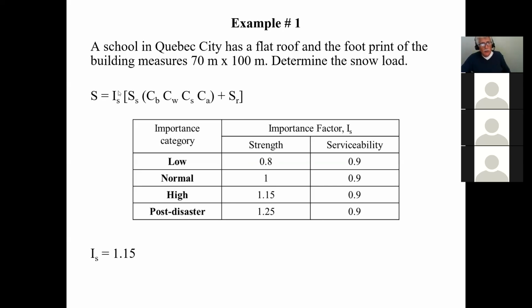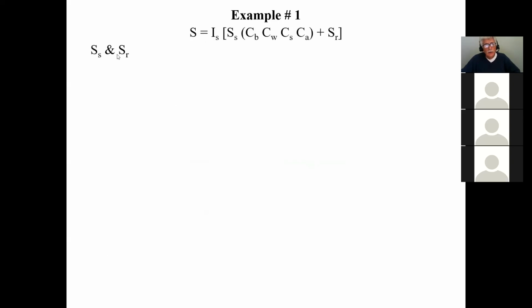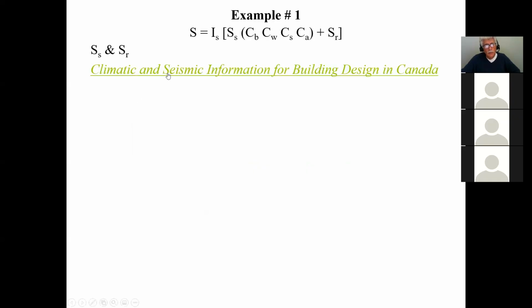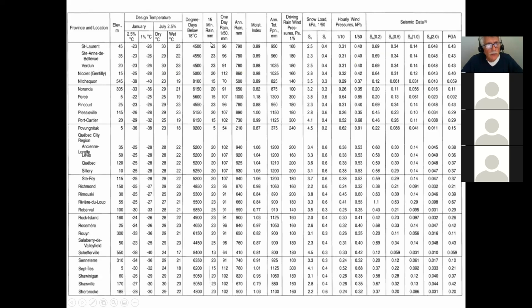So I took the first one. Now I look for my other two variables in here. And of course, this is straight from the tables in the National Building Code. So the SS, the ground snow load, and the associated rain, of course, I go here. Okay, so where am I? I am in Quebec. We said we were in Quebec.